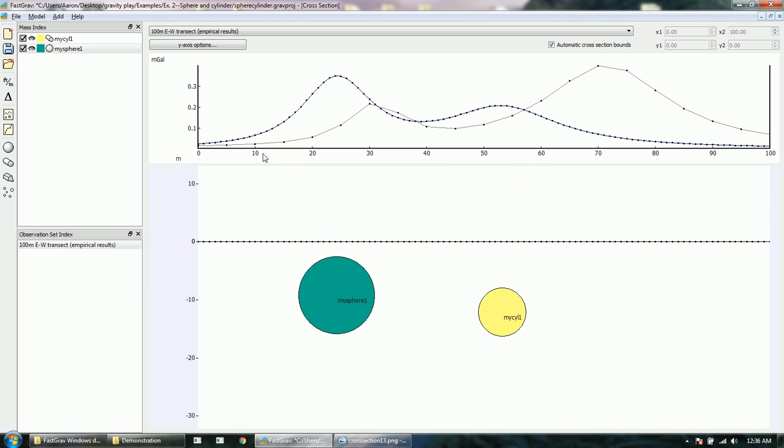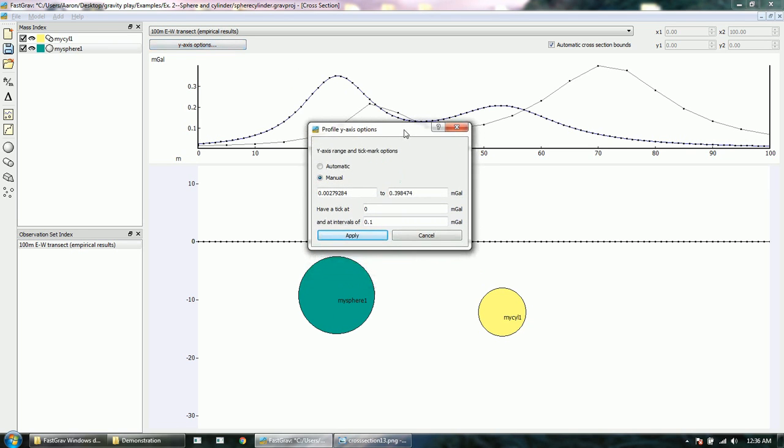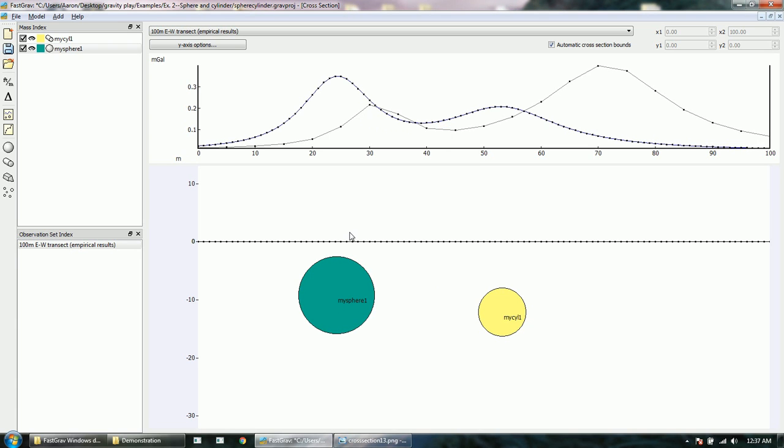Going back to the profile graph, I'll just touch on a couple of graphing features. You can edit the y-axis options here. Automatic means that the range of the y-axis will rescale itself to fit your profiles, whereas manual lets you specify a constant range for the y-axis. Right now it's set on manual, so let's see what automatic looks like. I will click apply.